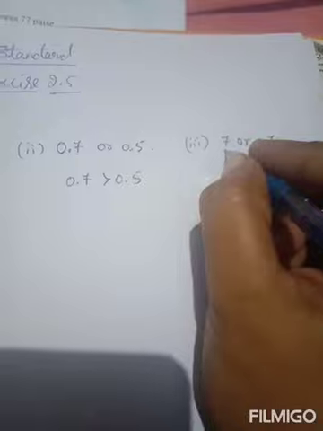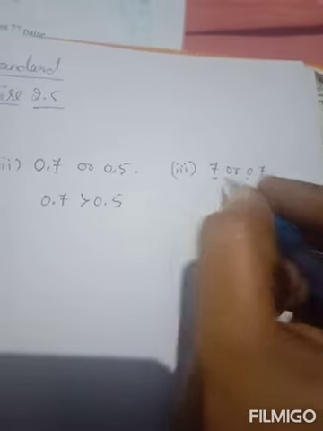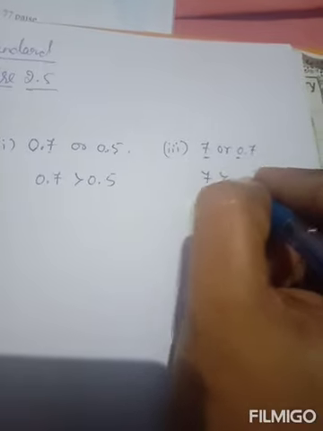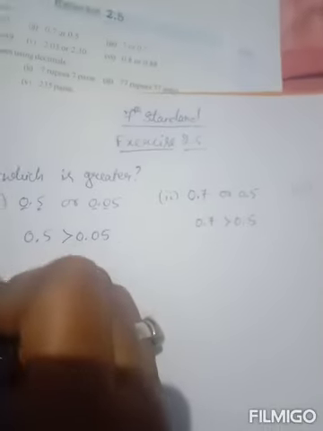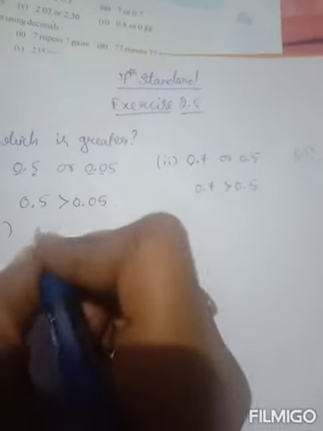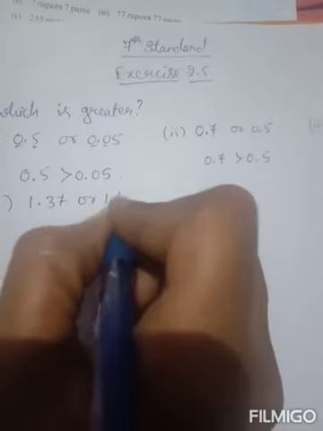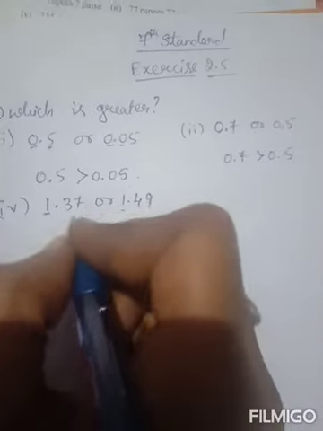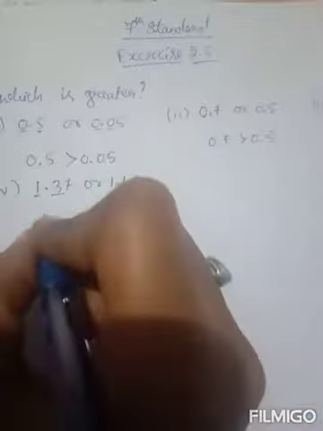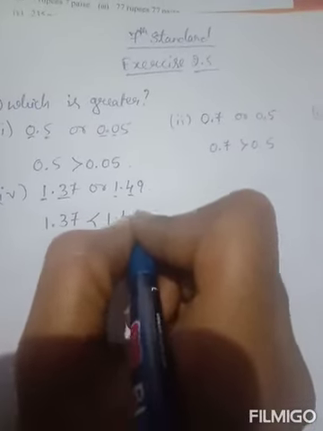Next, third one, 7 or 0.7. In this, see, in the ones place here there is 7, here there is 0. So which one is the greater? 7 is the greater. 7 is greater than 0.7. Okay. Next, I will show you one more, that is 1.37 or 1.49. Here, the ones place values are the same, 1, 1. Next move to the next digit, 3, 4. Which one is greater? 4 is greater. Then 1.37 is less than 1.49.